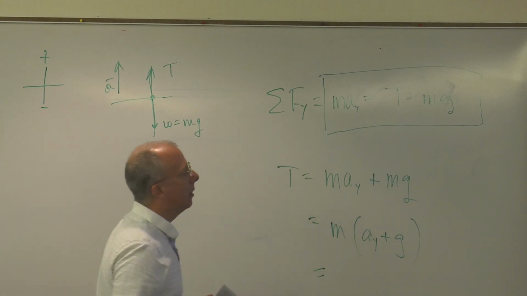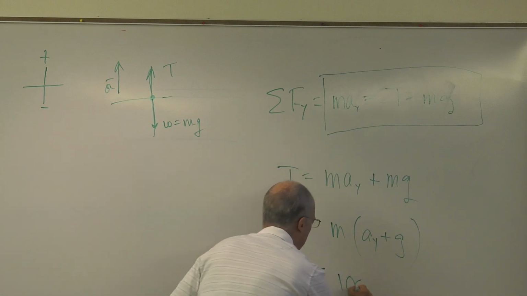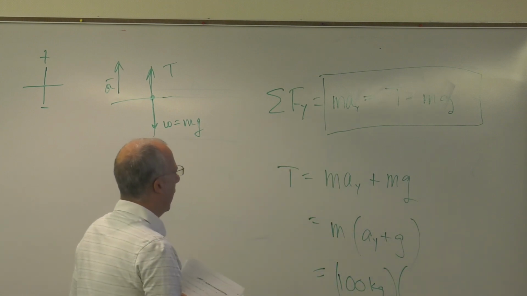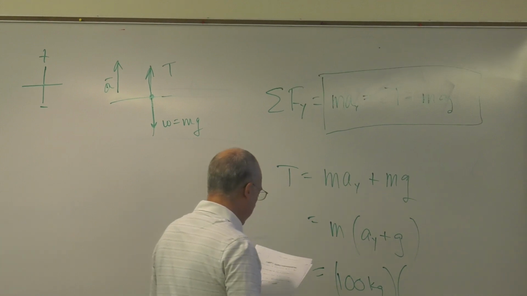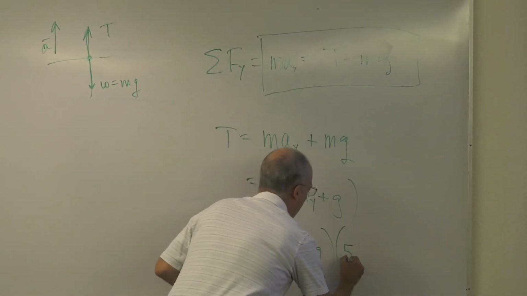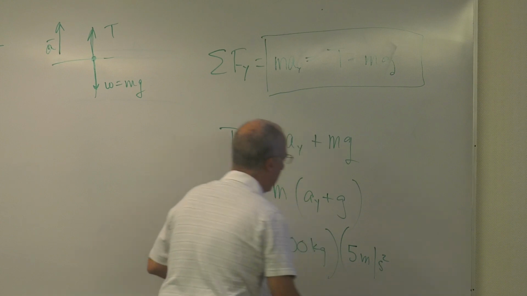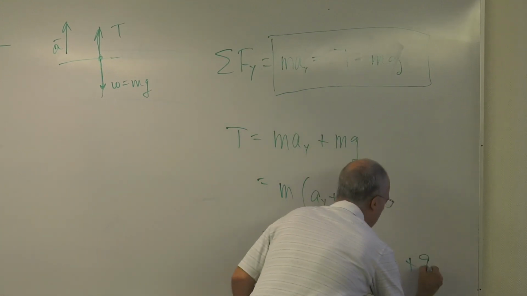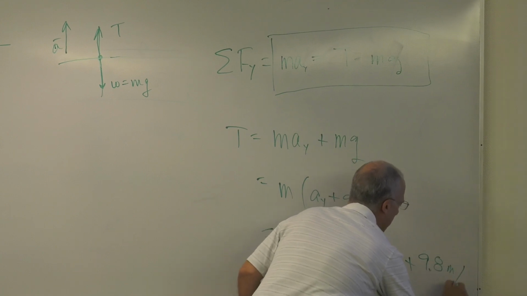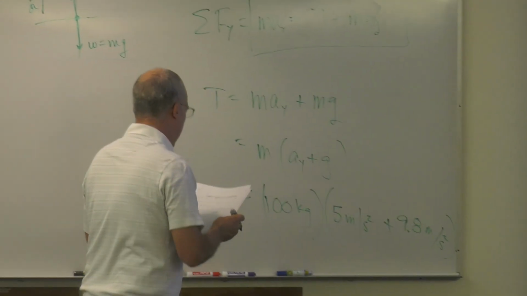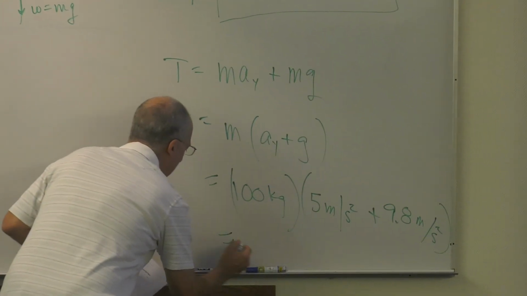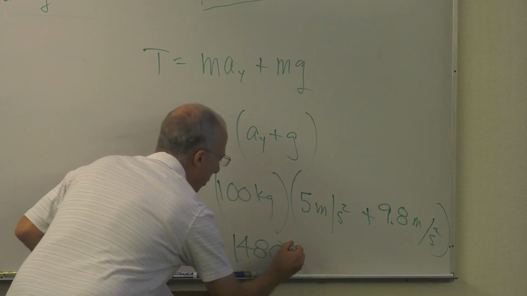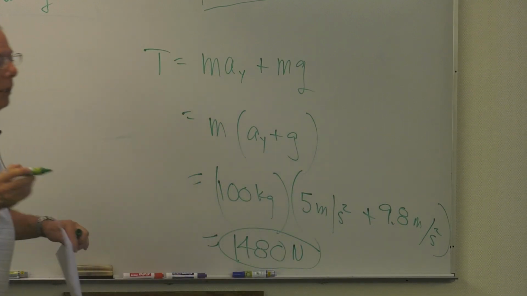All right, the mass is 100 kilograms. a sub y is 5 meters per second squared. g is positive 9.8 meters per second squared. And I promise you, if you do that, you get 1,480 newtons. So there you go.